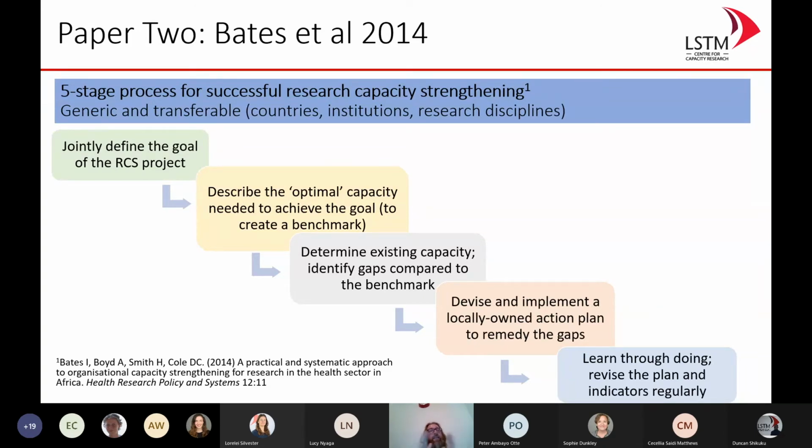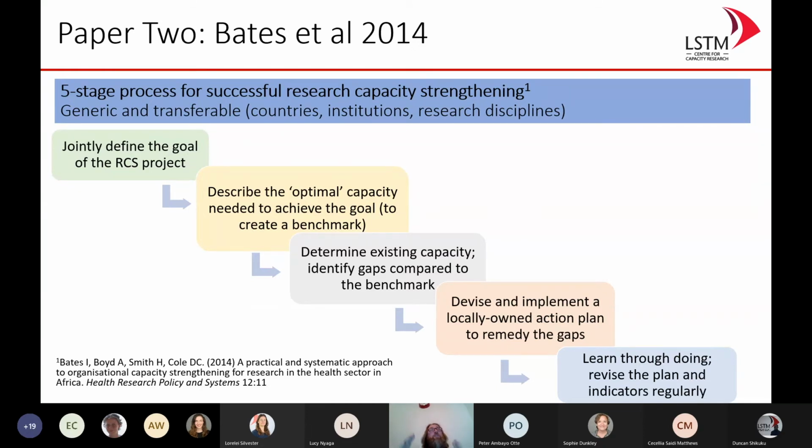Once that goal is identified, the next step is to ask, what might optimum capacity in that area look like? So if what we want to achieve is X, because we know our capacity for X is limited, what does optimal capacity for X look like? So what is the target that we might hope to achieve either during this program or over a longer period of time?